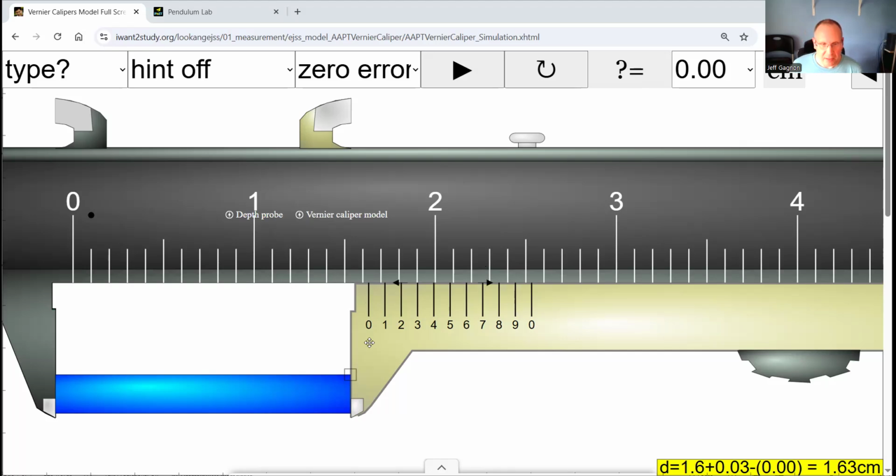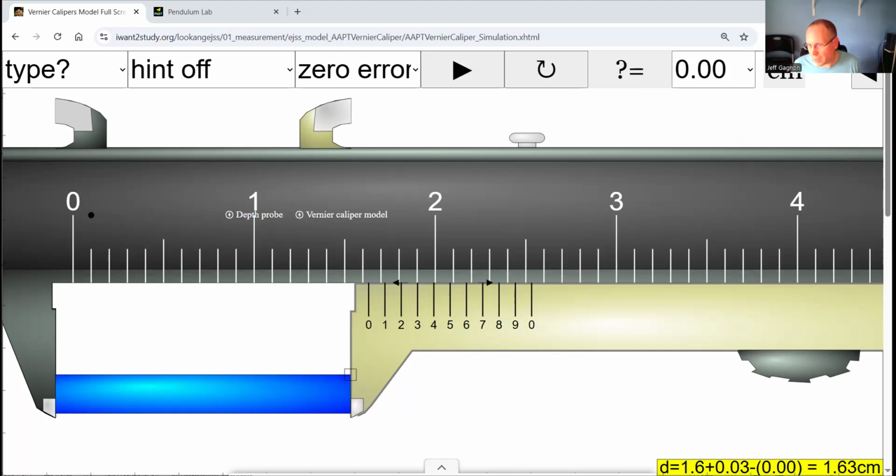To get that last digit, the hundredths place, you look on the vernier scale and ask yourself which line, which number, 0, 1, 2, 3, and so on, lines up best with any marking from the main scale. Just by eyeballing it, because it's less than halfway, it's probably going to be 1.62, 1.63, or 1.64. Looking at the vernier scale, it looks like the 3 lines up best. So I would read this as 1.63 centimeters. That would be the length of this object.